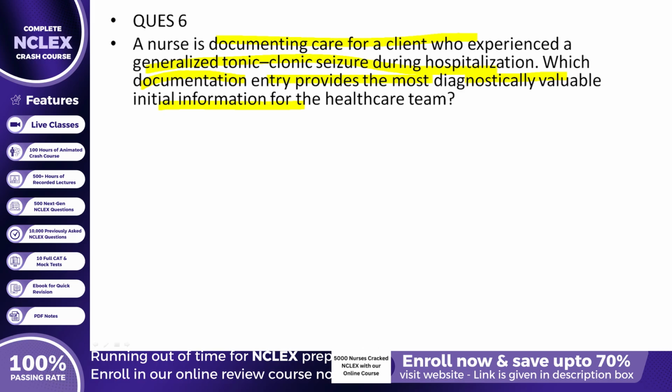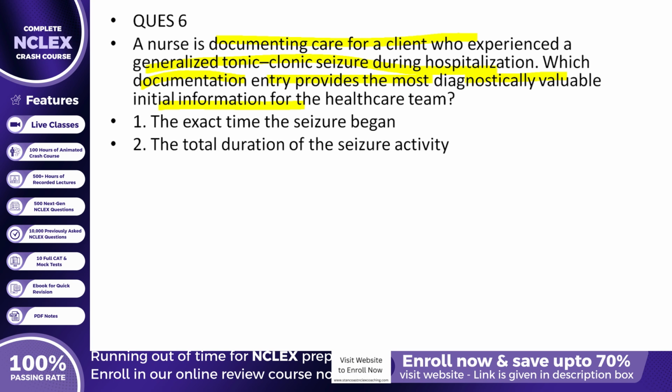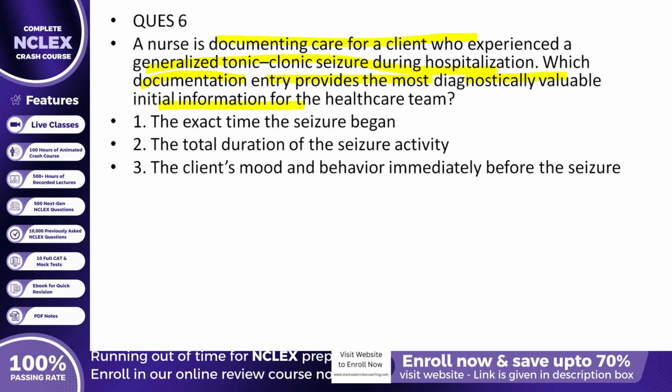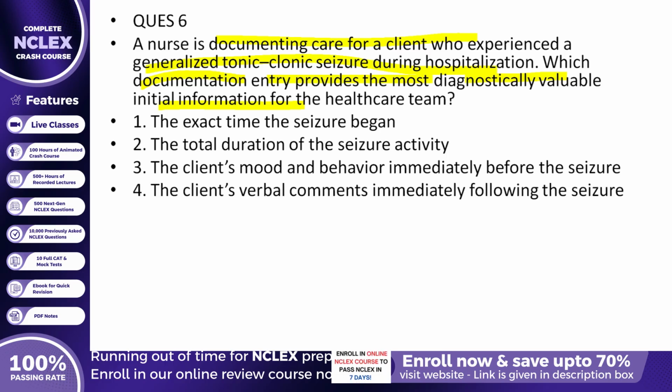Option A is documenting the exact time the seizure began. Option B is recording the total duration of the seizure activity. Option C is noting the client's mood and behavior immediately before the seizure. Option D is writing down the client's verbal comments immediately following the seizure. The correct answer is option B, the total duration of the seizure activity.